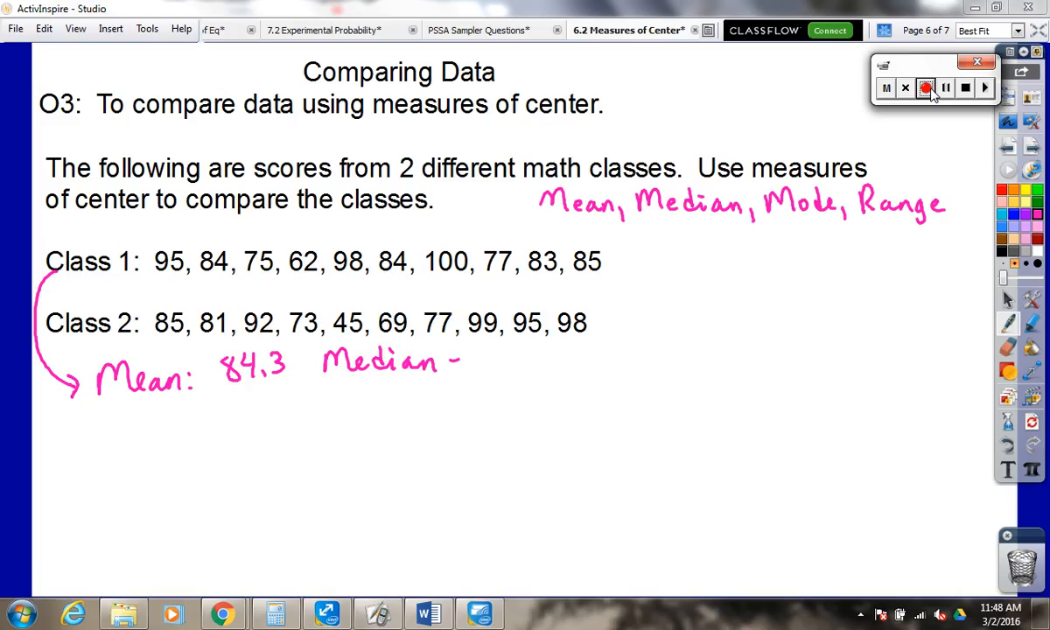Median. Median, yep. Okay, I got 84. Good. How about the mode? Who wants to tell me the mode? Carly? 84. And the range? Helen? What is it? 38. Good.